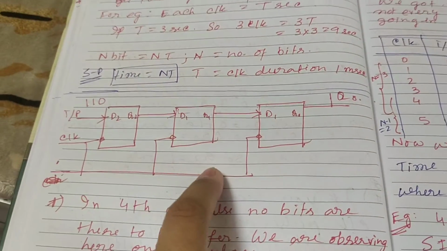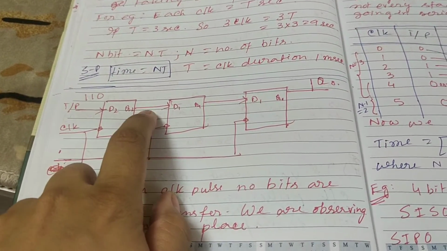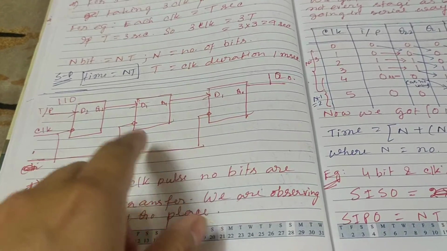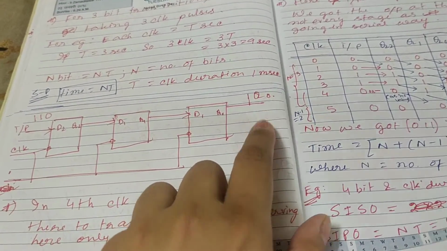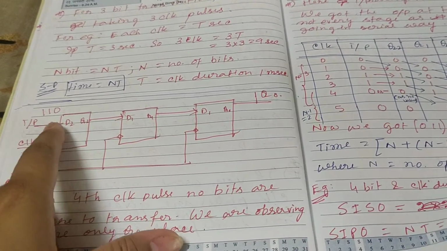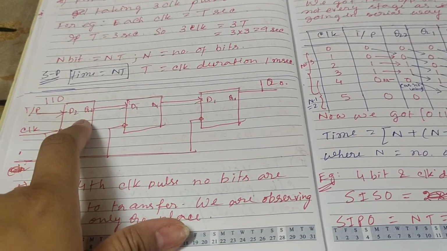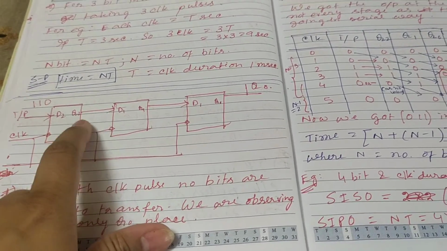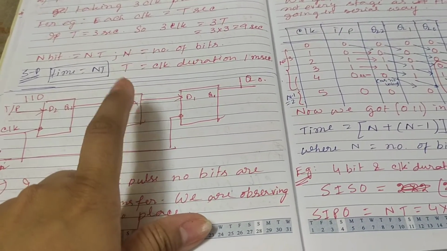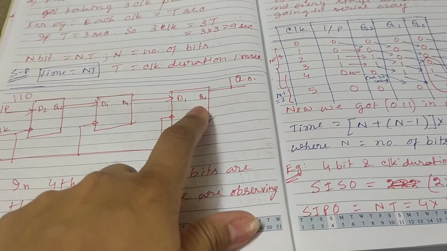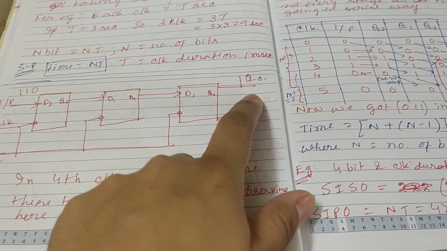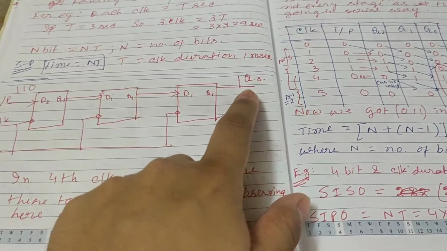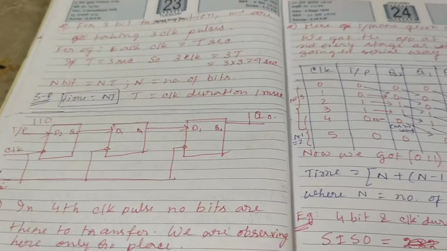The diagram for the SISO circuit. Here we cannot consider the individual output of each flip flop. We only consider the output at the final stage. When the data bits are transferred into that flip flop, that output is the input of the next flip flop, and finally we get the output at the Q0 bit, and we have to calculate what our Q0 bit is. This is our output.